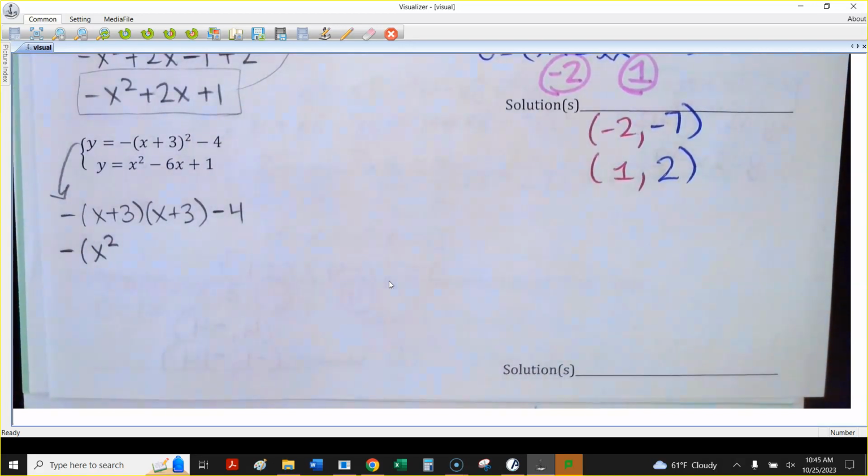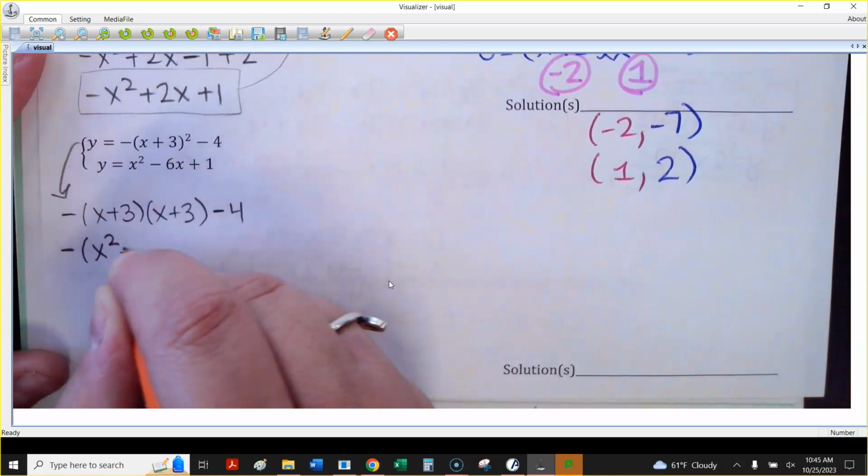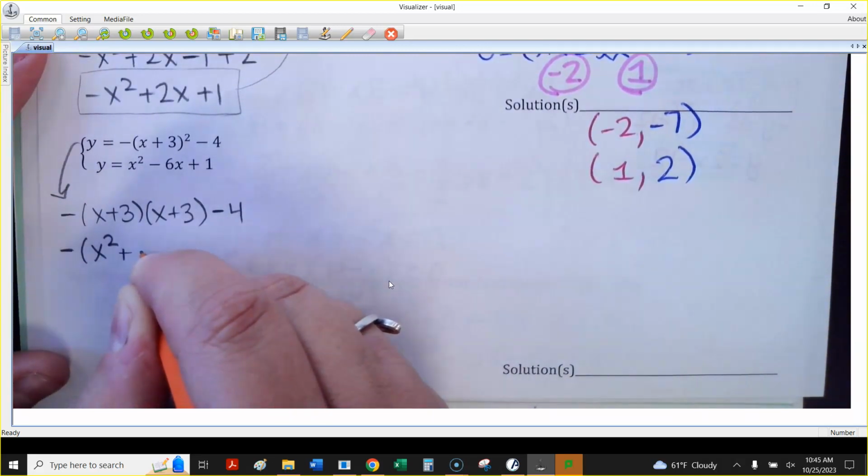Can anybody cheat a little bit? Tell me what would my linear term be? What would the x term be there if you FOILed that out? Can you figure it out without writing it out? What do you think? Not yet? X squared plus 3x or 6x. There you go. 6x.